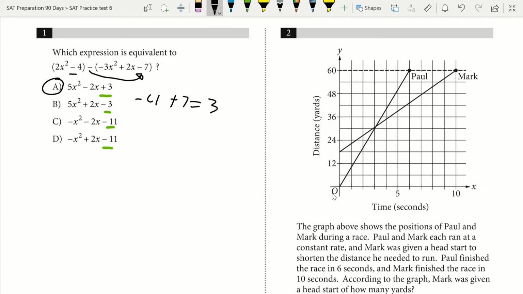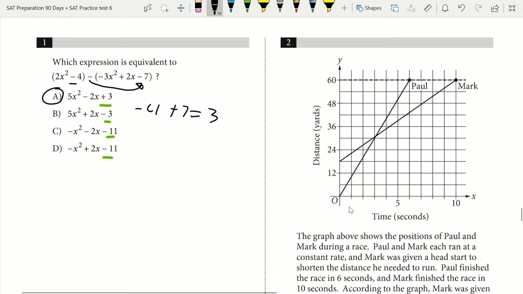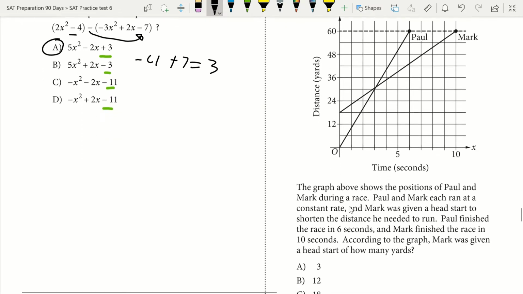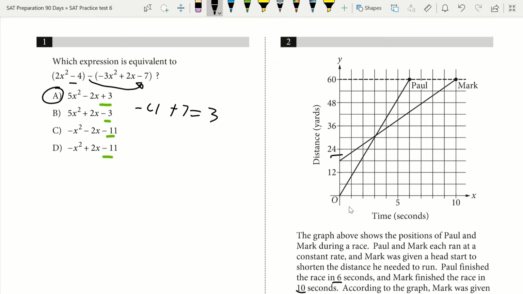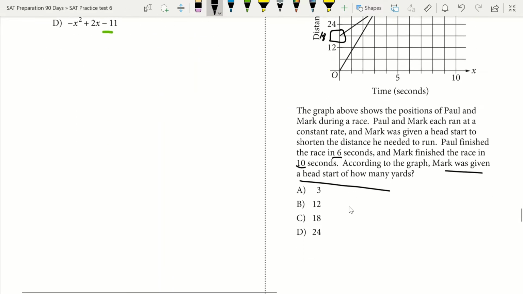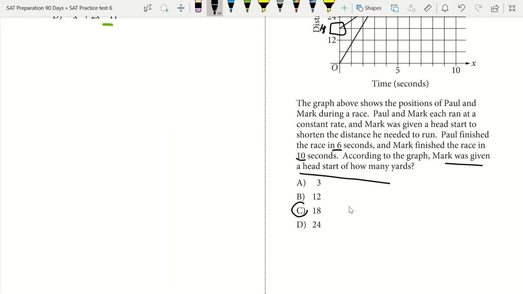All right, question 2. The graph above shows the positions of Paul and Mark during a race. Paul and Mark each ran at a constant rate. Mark was given a head start to shorten the distance he needed to run. Paul finished the race in 6 seconds and Mark finished in 10 seconds. According to the graph, Mark was given a head start of how many yards? Okay, well, we see that Mark, his line is right here. That's where it starts. Therefore, his head start must be 18, since the midpoint between 12 and 24 is 18. So the answer there has to be 18, which I see is going to be C. So number 2, answer there is going to be C.